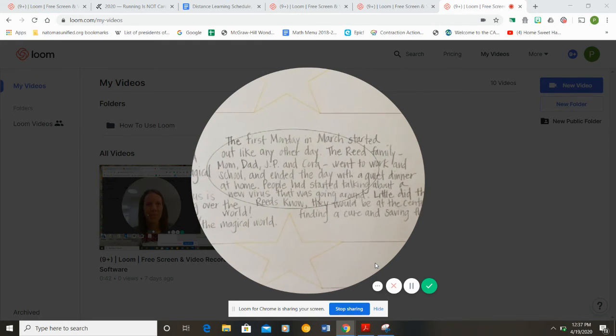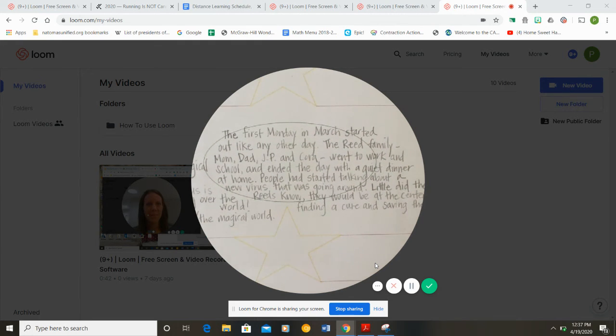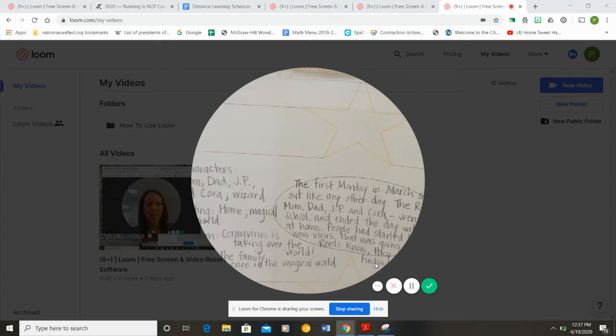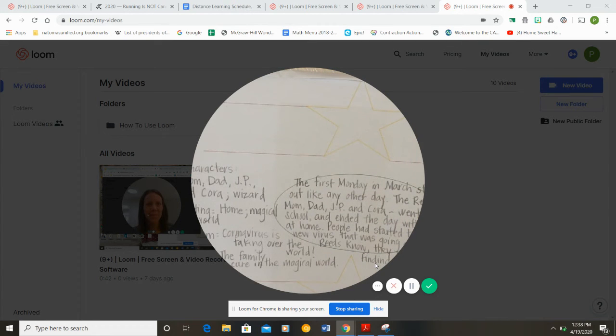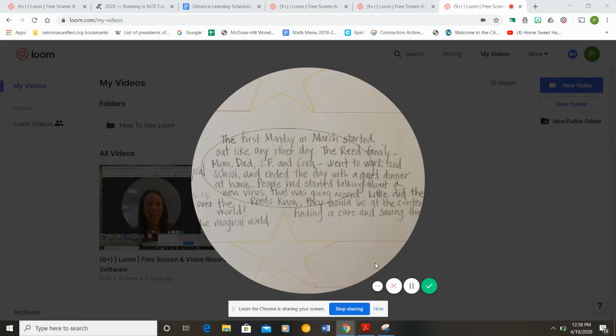Okay, so as I read through this, I'm going to go back and make sure that I've checked off all my boxes of writing down characters, setting, problem, and solution. Okay, so here I'm going to read it one more time, and then I'll go from there. The first Monday in March started out like any other day. The Reed family, Mom, Dad, JP, and Cora, went to work and school and ended the day with a quiet dinner at home. People had started talking about a new virus that was going around. Little did the Reeds know they would be at the center of finding a cure and saving the world. Okay, that's just my start.